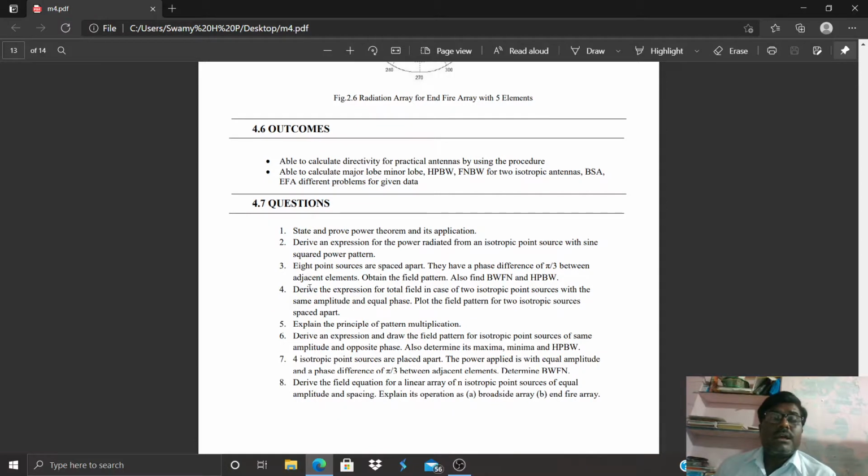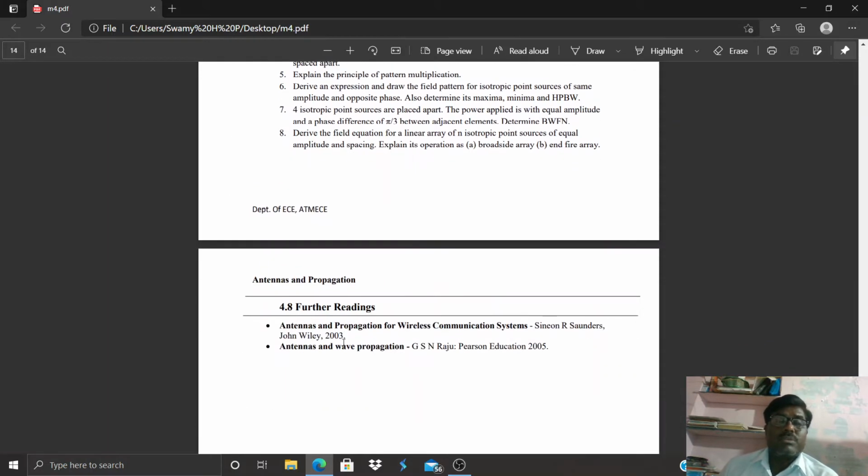So these are the important questions: state and prove the power theorem and its applications, and derive an expression for the power radiated from an isotropic point source with sine squared power pattern. These are the important 8 questions, you can discuss them point by point.